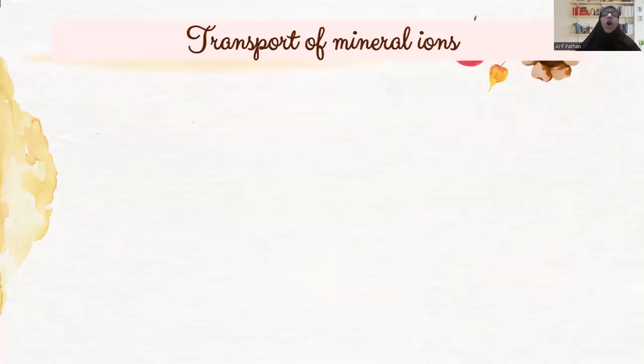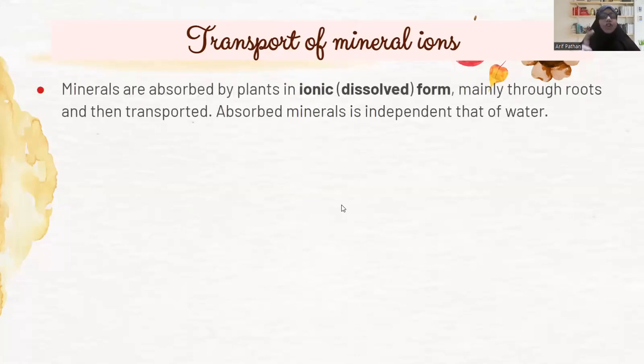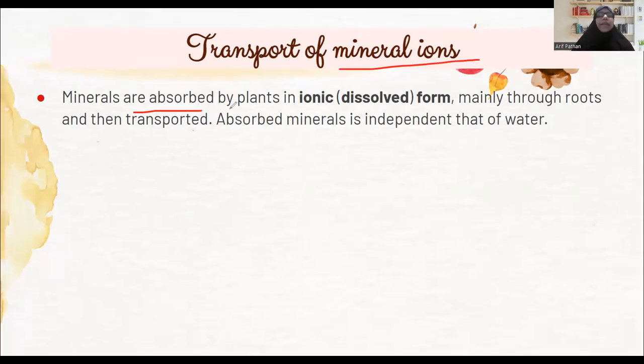Having discussed all the possible aspects of transport of water, now we move to transport of mineral ions. This is a very short topic, just a few things that we need to keep in mind. Okay, how mineral ions or dissolved ions are transported. So minerals, as we know, will be in the absorbed form, in the ionic or dissolved form in the water. Okay, and mainly from the roots they are then transported.